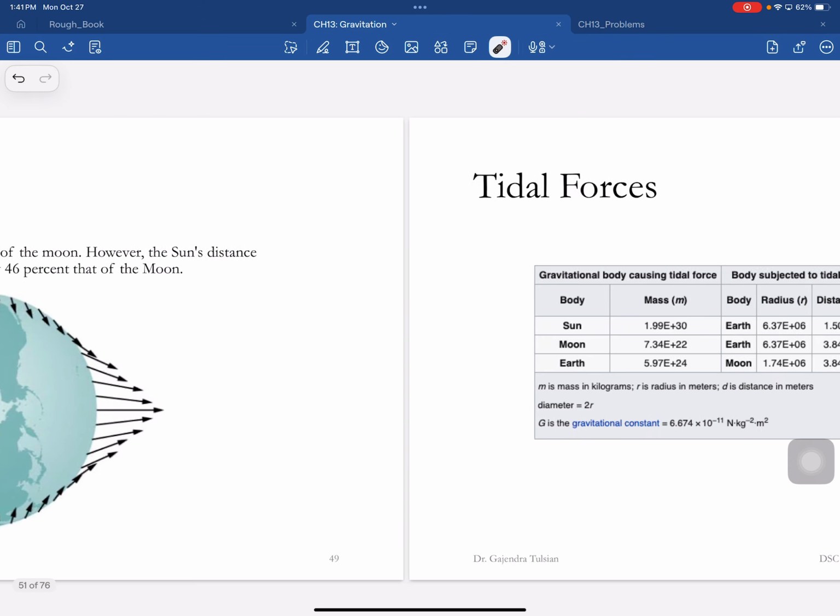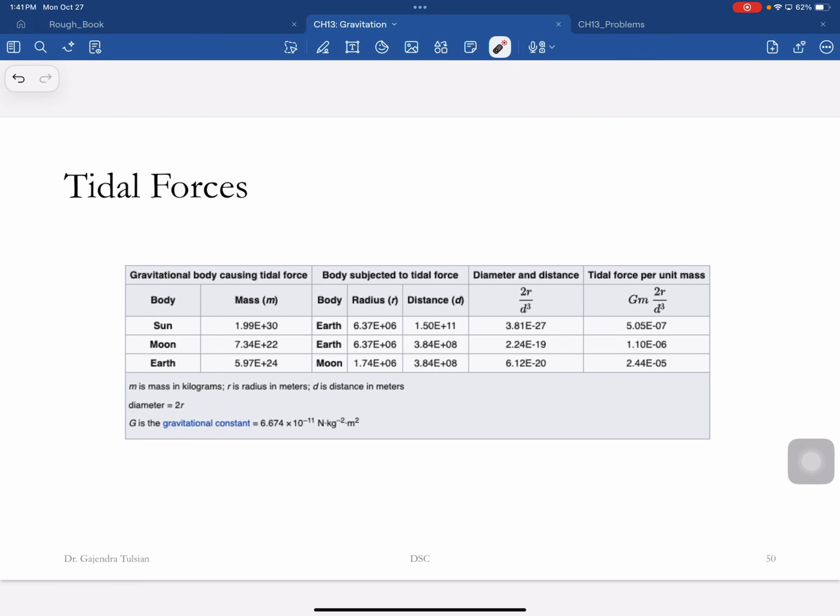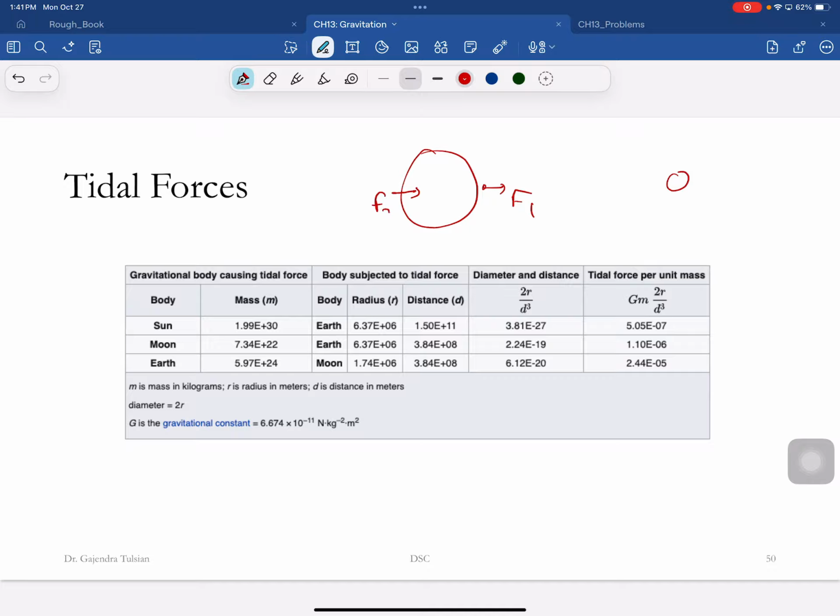Okay, so Mr. Newton, so this is the tidal force per unit. What this is telling you is, here's the object, and what is the difference in force between these two ends? So F1 minus F2 per pound, so force per pound, that is the tidal force. Tidal force per unit mass.